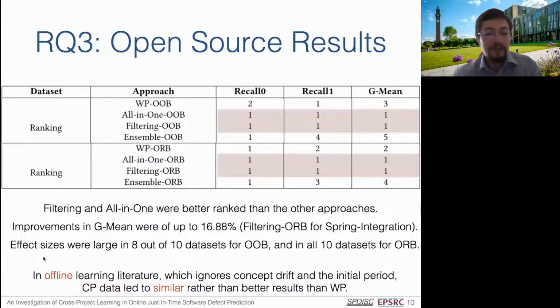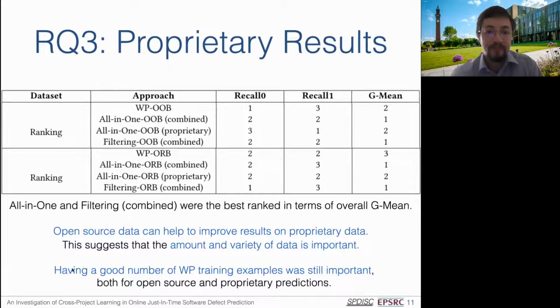Now, this is an interesting result because in the offline learning literature, which ignores concept drift and that initial period, cross-project data led to similar rather than better results than within project models. And here we could show that the cross-project data used together with within project data can improve the predictive performance over within project models. We've also collected 3 proprietary repositories from a Chinese software development company for this study.